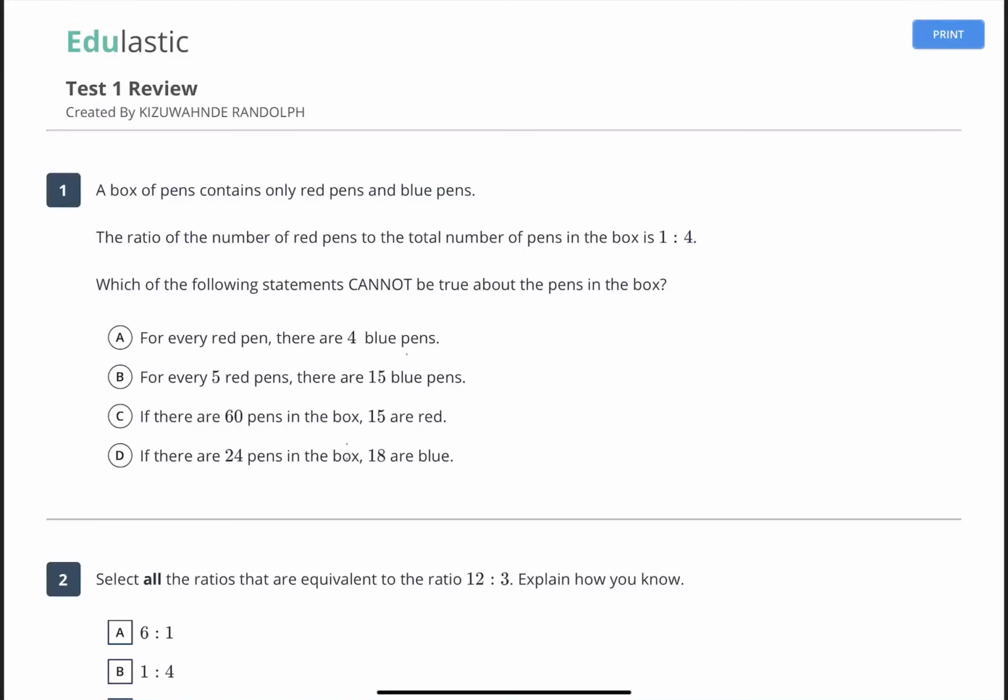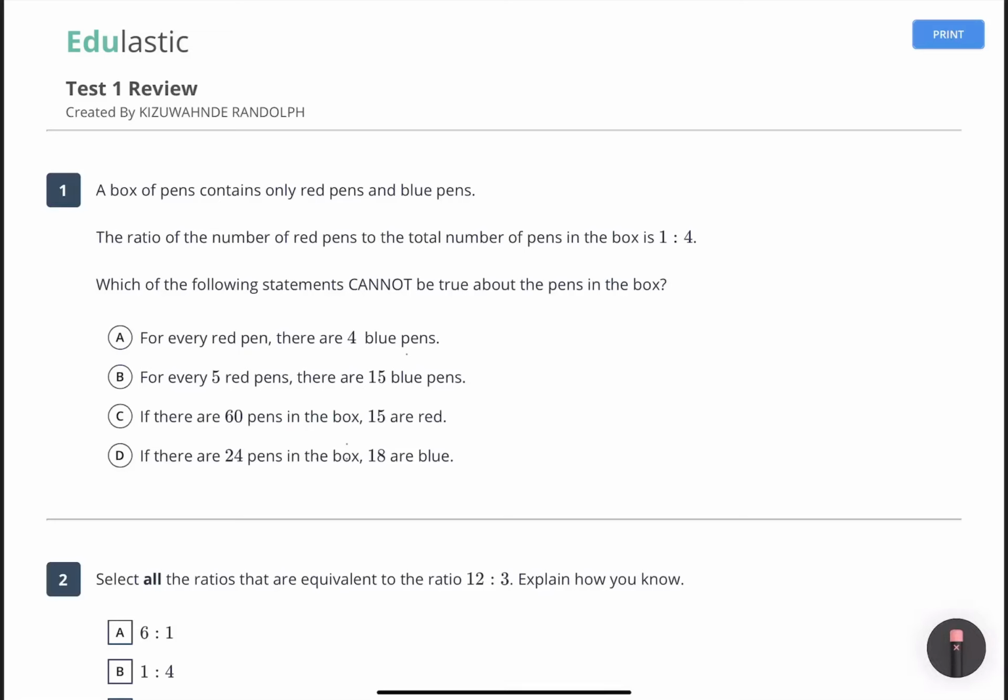Okay guys, so today I'll be giving you a test review. How I decided to create this test review is I decided to go over the skills that are going to be on the test and to go over different types of questions that you may see on your test and how to answer them. All right, so let's dive right in.